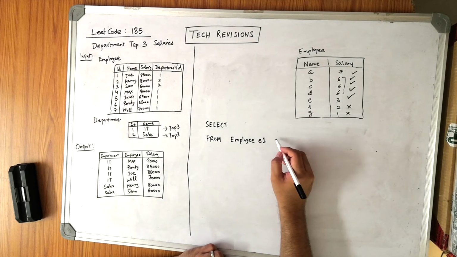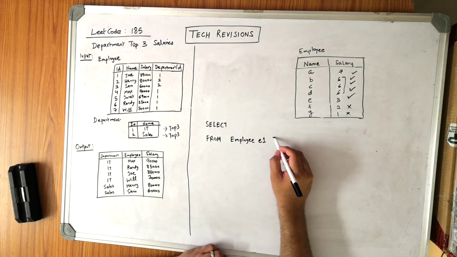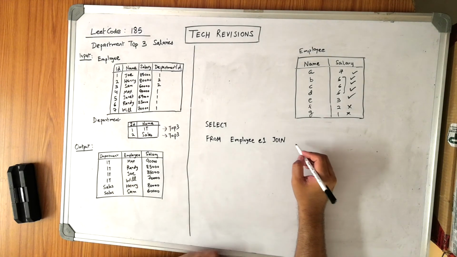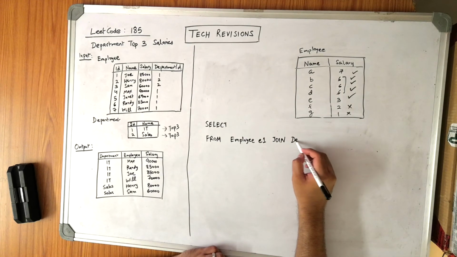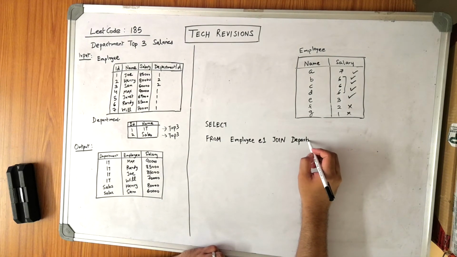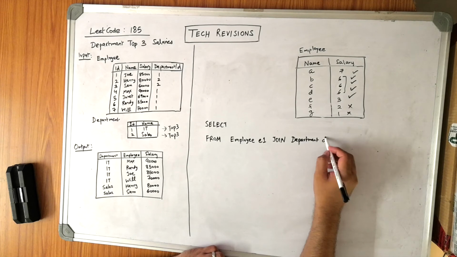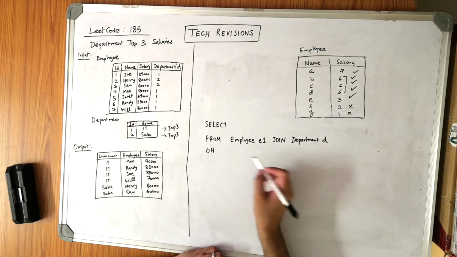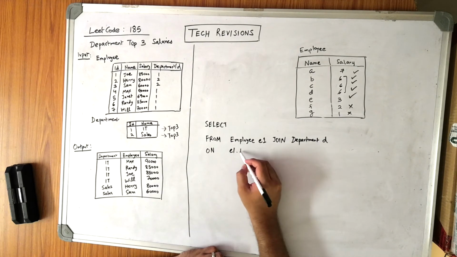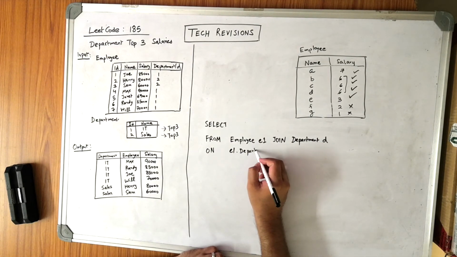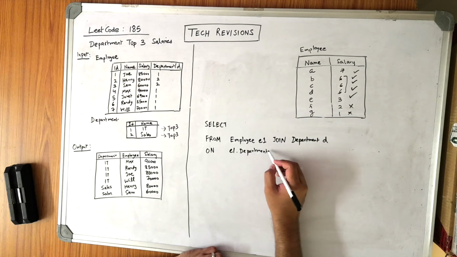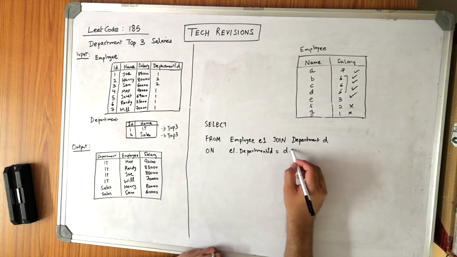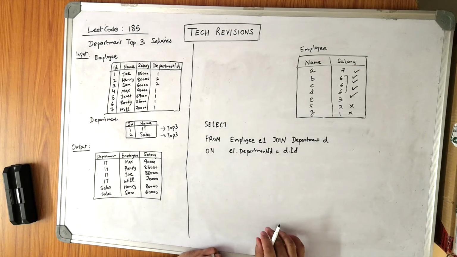And then I'm gonna have this join, the department table. So let's call it D, and the join condition is going to be E1 dot department ID is equals to D dot ID. Okay, so that is the join condition.